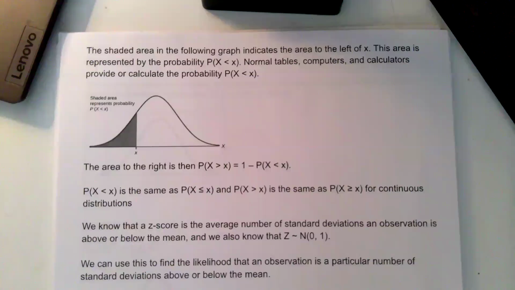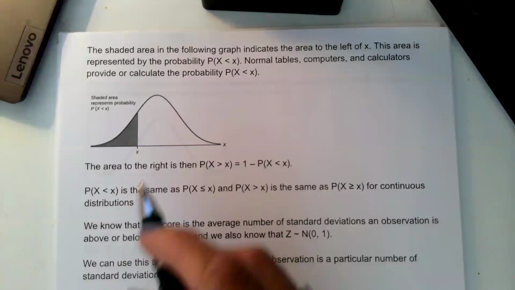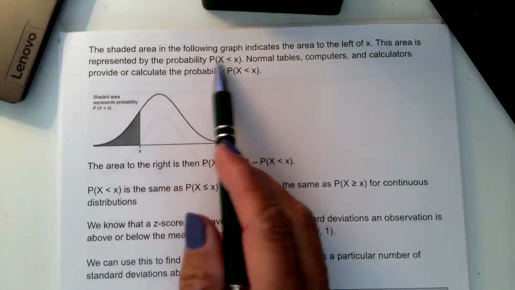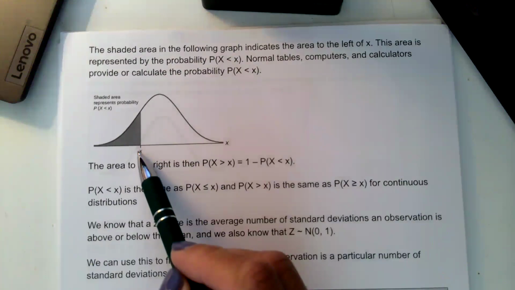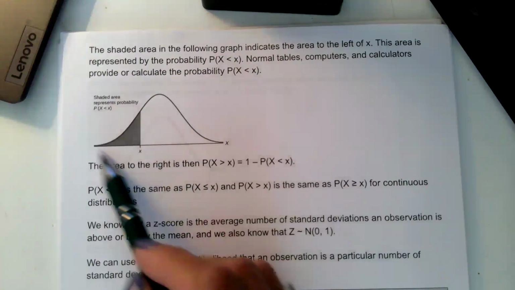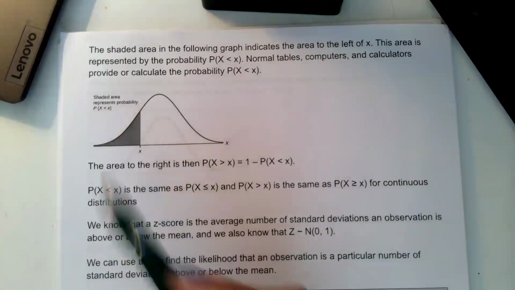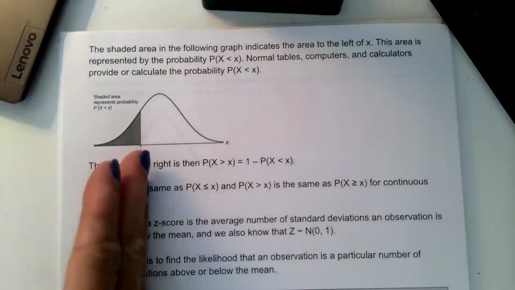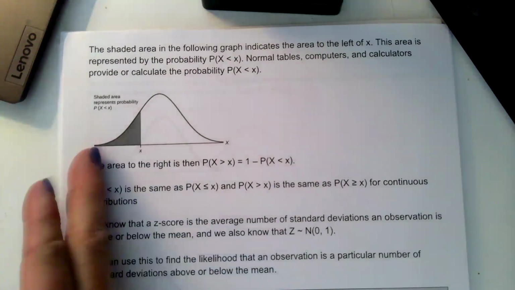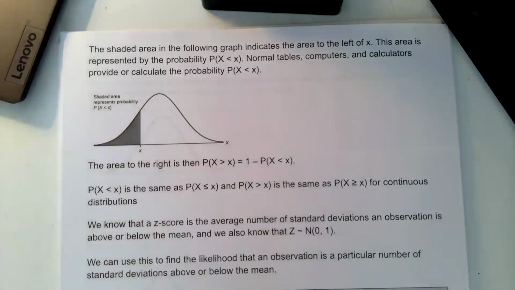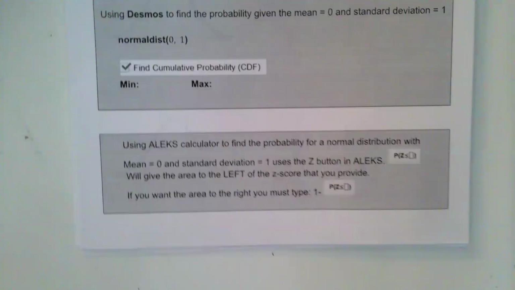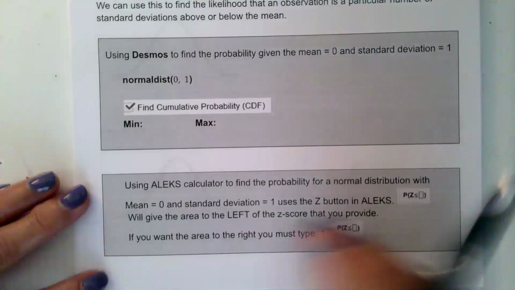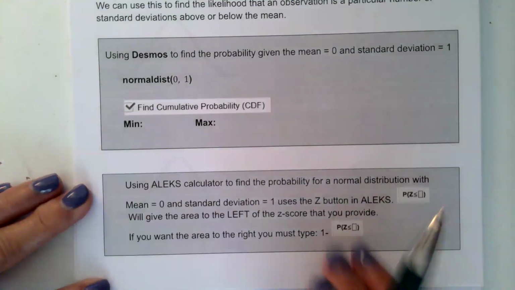The shaded area in the following graph indicates the area to the left of x. This area is represented by the probability that x is less than this x value. So this is sometimes called area, and it's called probability. When we use ALEKS, it will only give us the area to the left. That is the key in ALEKS. You'll see that here at the bottom. We can use Desmos and we can use ALEKS. For our homework, it's going to be using ALEKS.